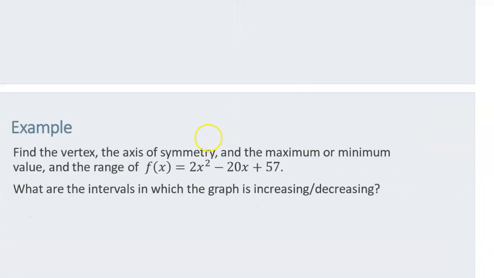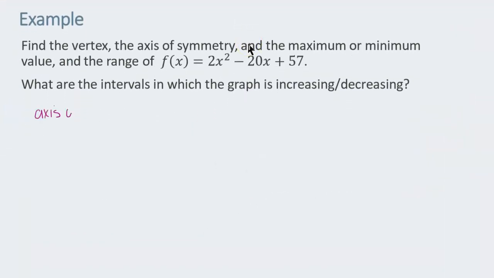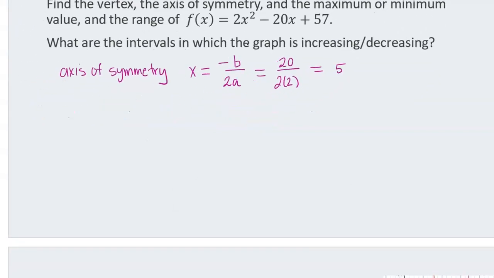All right, let's do a different example like that. Symmetry. We'll look at x equals -b over 2 times a. b is -20 in this case, so that'll change to a +20. And when we plug in a, it looks like we're getting 5 for our x value.